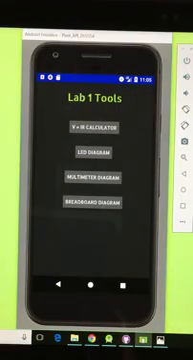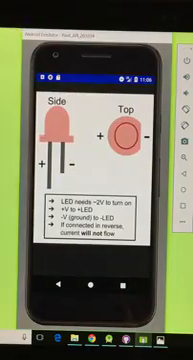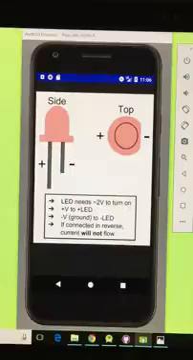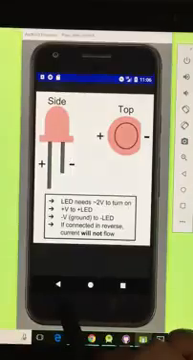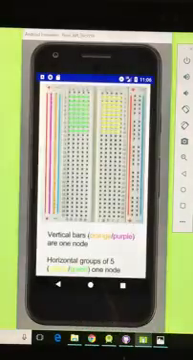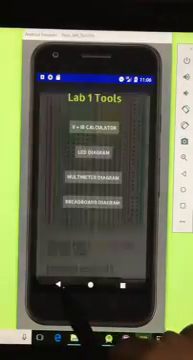Lab 1 also includes the VIR calculator and the multimeter diagram, but this time it also has an LED diagram because this is the first time the students encounter LEDs, and it shows the polarity of an LED, which is a question that UTAs get a lot. And it also includes a breadboard diagram.